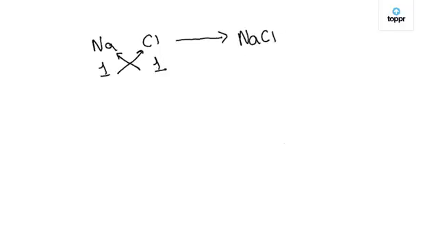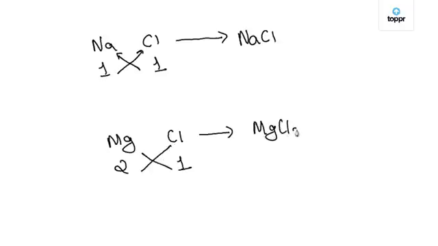Now suppose I have to derive the formula of magnesium chloride. Magnesium is Mg. Chloride is Cl. The valency of magnesium is 2. Chloride's valency is 1. So the formula of magnesium chloride, when you crisscross the valencies, becomes MgCl2. So isn't this an easy way?